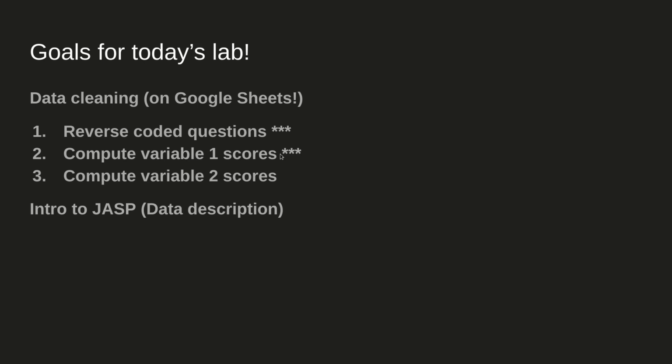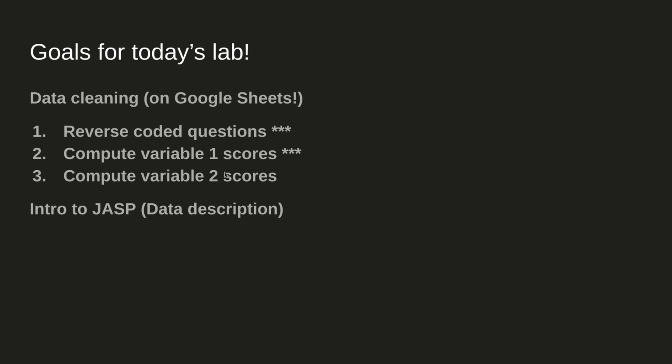So again, most of the scales that we recommended that you use, so the TIPI, the STOMP, the Rosenberg, they have very specific instructions as to how to compute variable scores. So we're going to be covering those. Then we're going to be moving to the computation of your variable 2 scores.